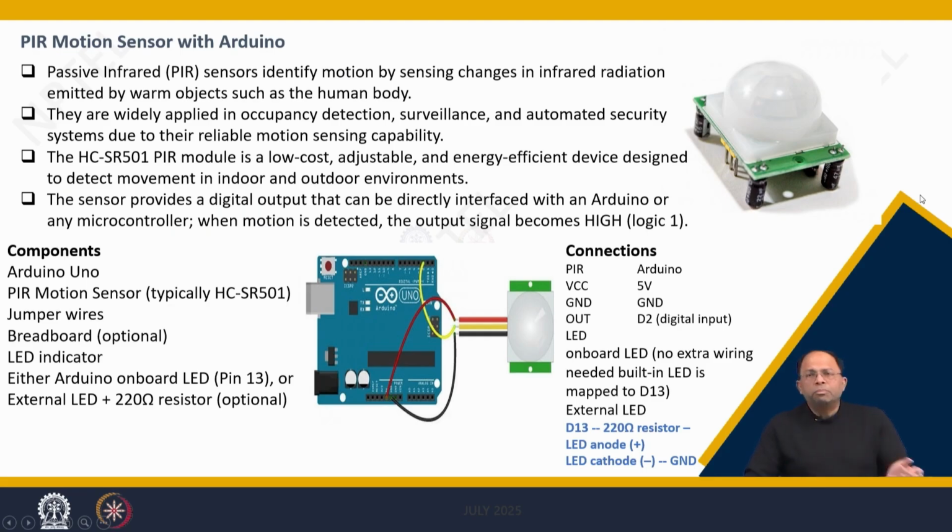Then coming to another very common as well as very important application, which we may use in many urban contexts, which is a PIR motion sensor. This is a passive infrared sensor which identifies motion by sensing changes in the infrared radiation emitted by warm objects such as a human body. This can help us in detecting occupancy, in surveillance, and in automating security systems, right? Because the system is pretty reliable and it can detect anybody who is moving in.